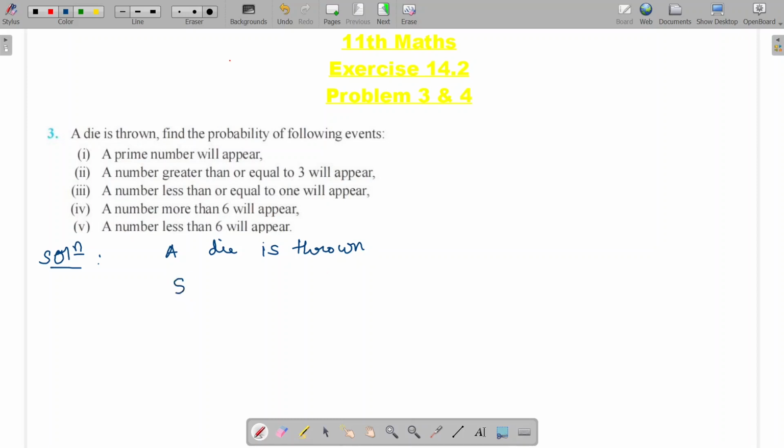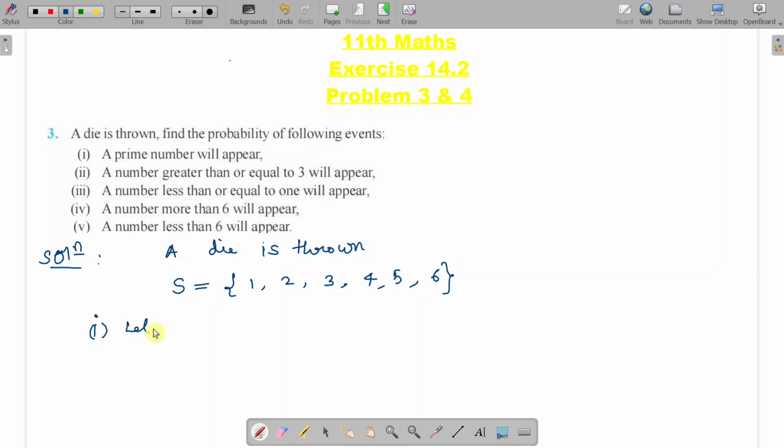Okay. So the sample space will be what? It will be 1, 2, 3, 4, 5, 6, right? Since a die is thrown, a die can get 1 on the upper face, 2 or 3 on the upper face, or 4 on the upper face, or 5 on the upper face, or 6 on the upper face. Okay. So this is the sample space. Now let us look at the first sub question here. That is a prime number will appear, right?